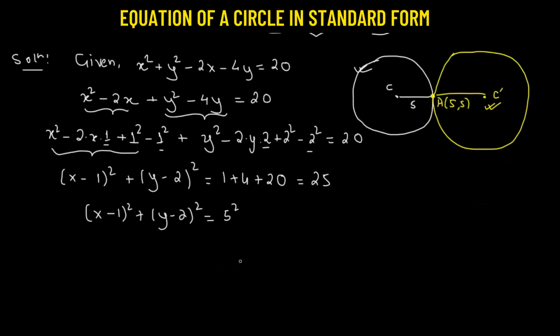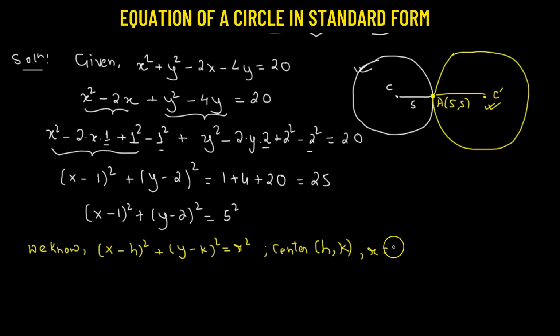For that, we'll use the standard form of a circle. We know that the standard form of a circle is given by the formula (x minus h) whole squared plus (y minus k) whole squared equals r squared. Here the center is represented by the coordinate (h, k), and r is the radius, which we have found out to be 5. That means the value of h is equal to 1 and the value of k is equal to 2. Or in other words, the coordinate of the center is (1, 2). So this is the coordinate of the circle with center C prime. We have obtained this value.